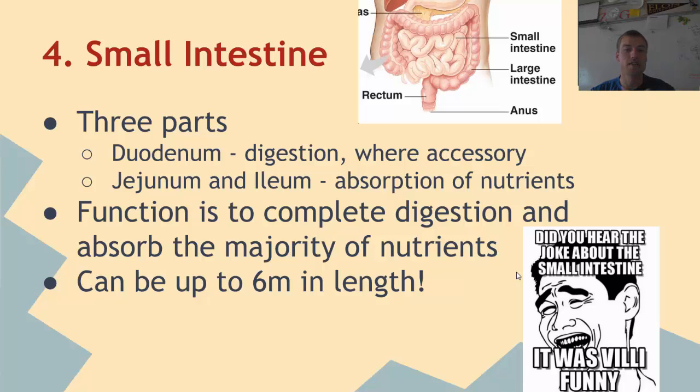This is where the process of digestion finishes up. All of the accessory glands are going to dump off their enzymes into that space. It's only about 6 centimeters long, so it's not that big of a space. Once digestion is complete, the food now moves into the jejunum and the ileum, which is where absorption occurs, and this can be up to 6 meters in length. So your small intestine is a pretty long distance, and there's a lot of space for absorption to occur, which is good because you want the process to be as efficient as possible.